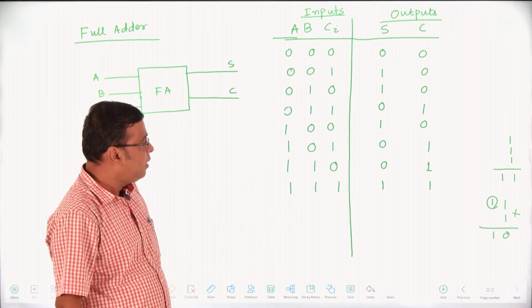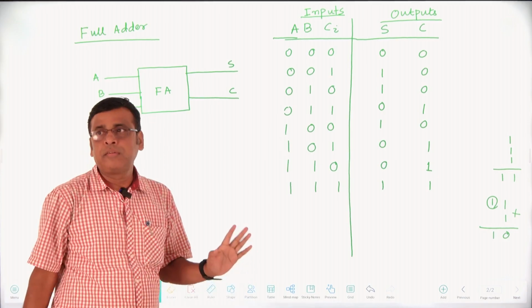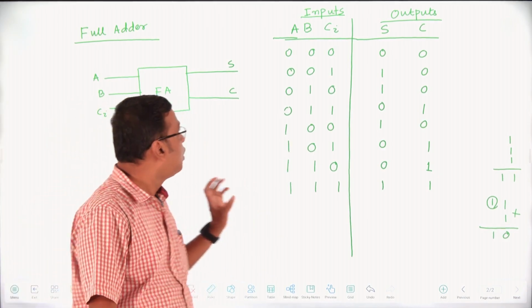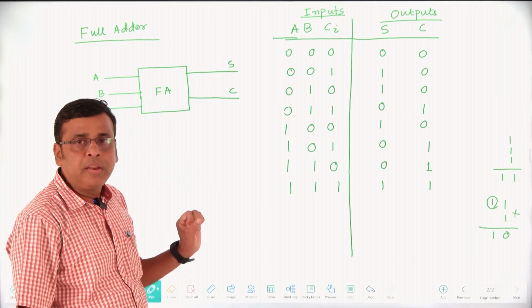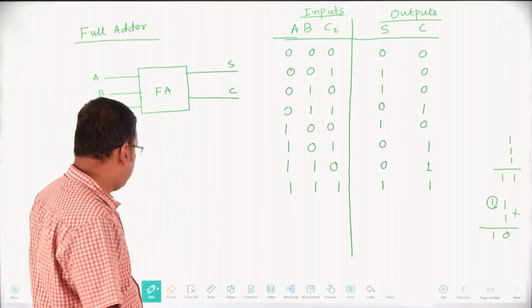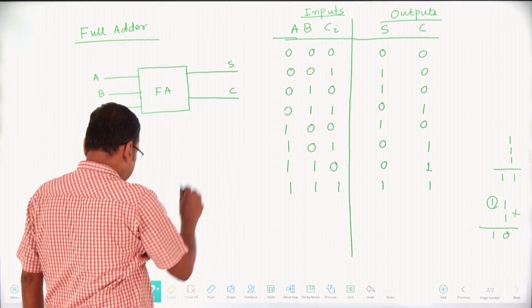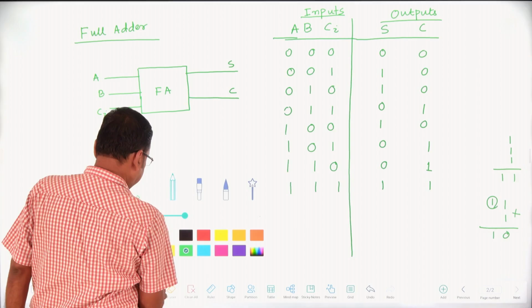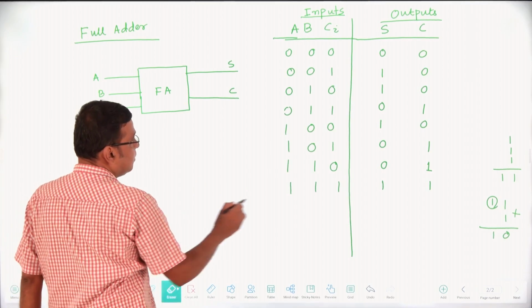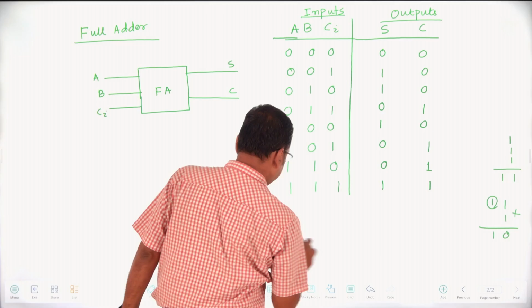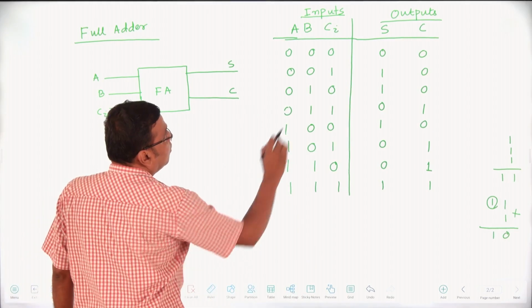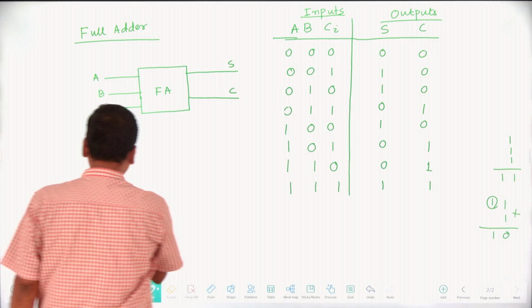So then what we will do? First is prepare the truth table. Second step, derive the logic equation or Boolean equation for the outputs, sum and carry. Okay, for sum, we will find the sum S.